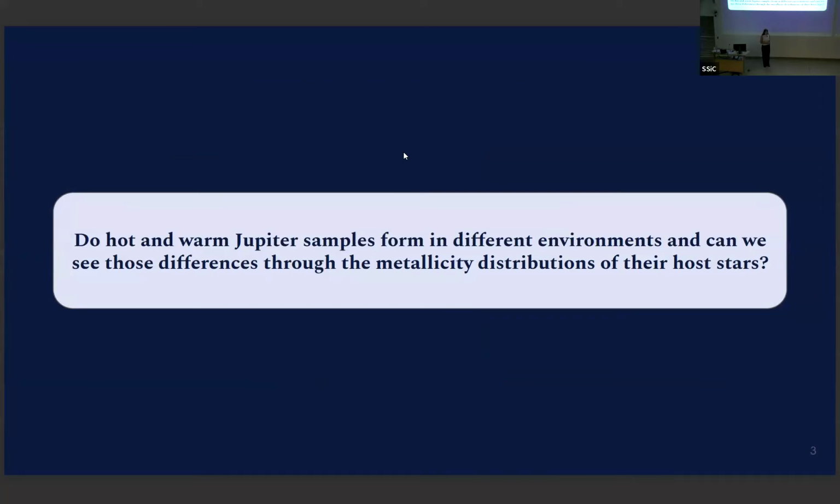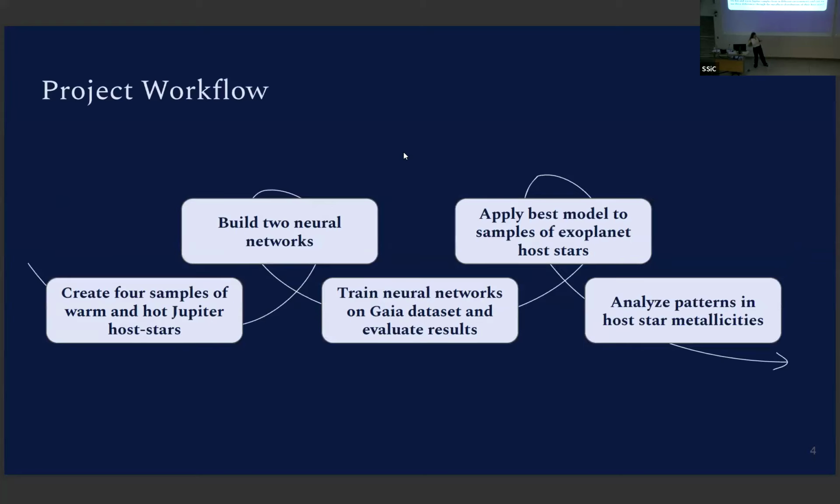And so this is the question that guided me throughout the summer, which was, do hot and warm Jupiter samples form in different environments, and can we see those differences through the metallicity distributions of their host stars? So I just use this to focus my project on answering this question.